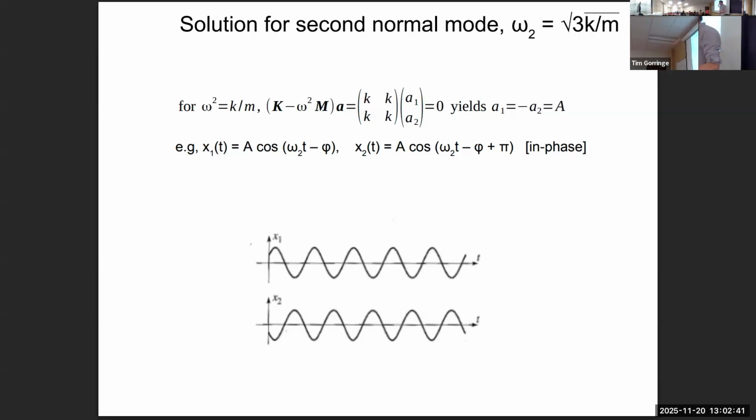There's some overall amplitude that's going to be set by your initial conditions, but the sizes of the oscillations of the two masses are the same, but now they're out of phase with one another. When one's going to the left, the other one's going to the right, and vice versa. And so here's a picture of that. Not very instructive, but these two oscillations have the same amplitudes, have the same frequencies, but they're completely out of phase with one another.